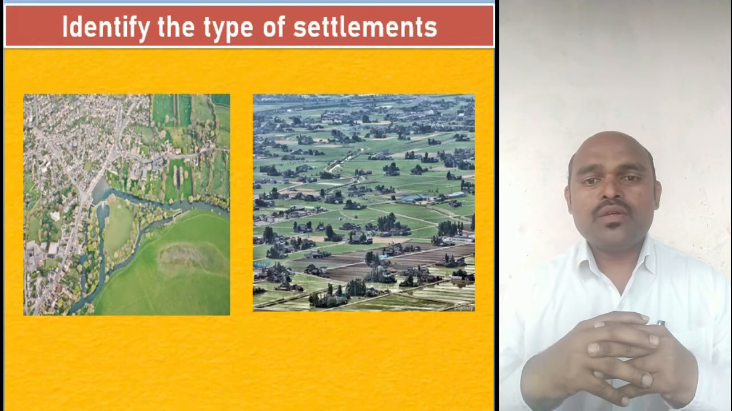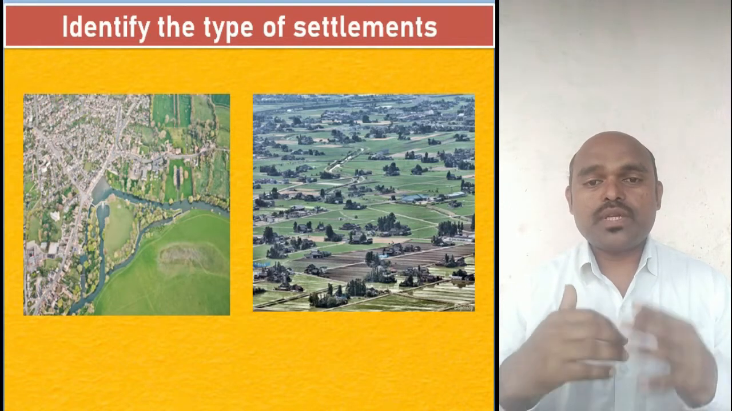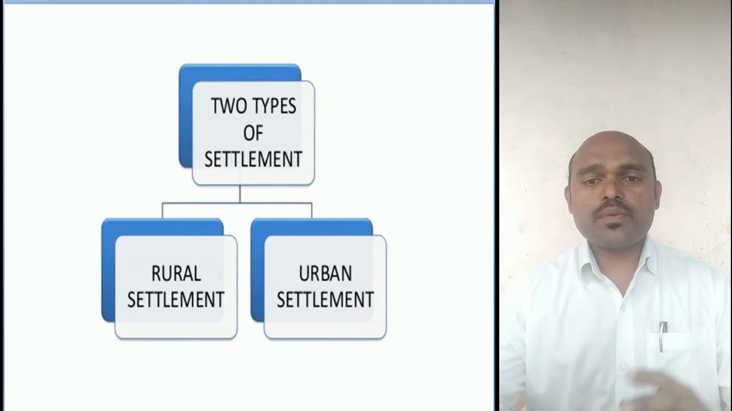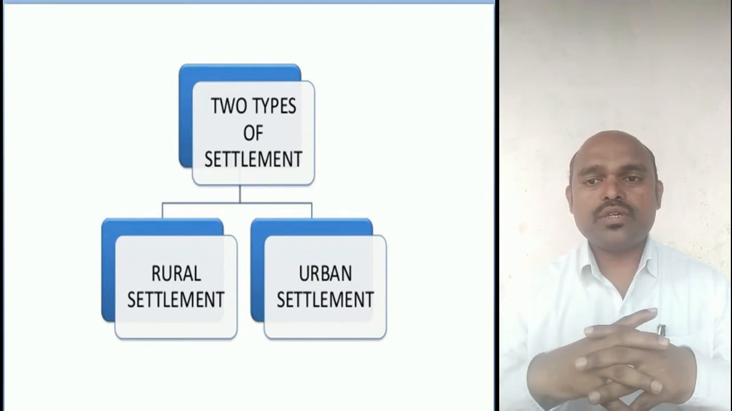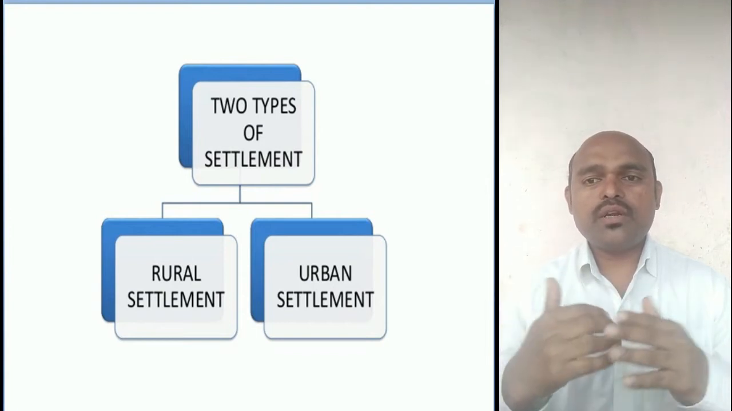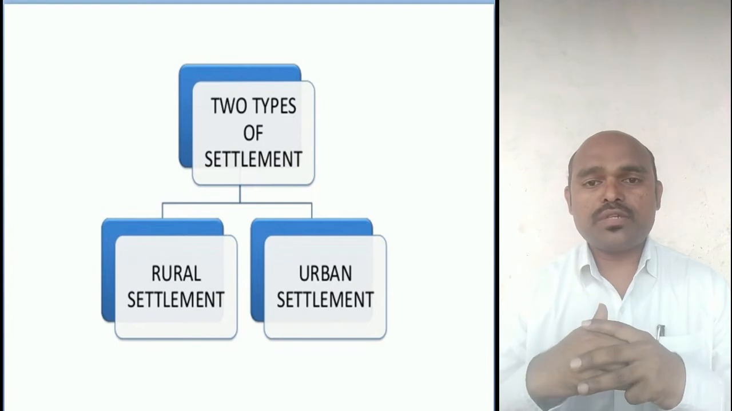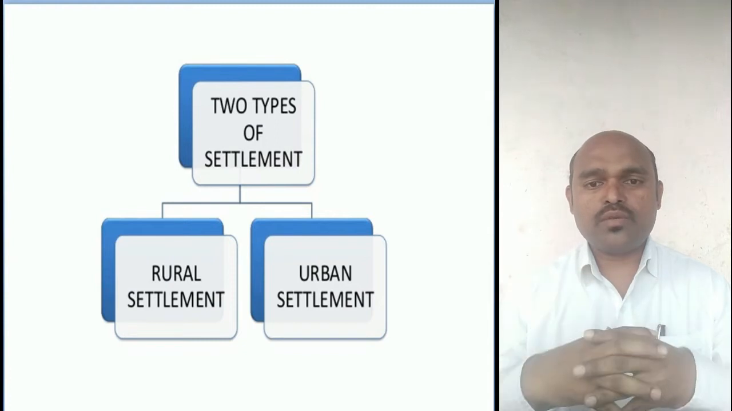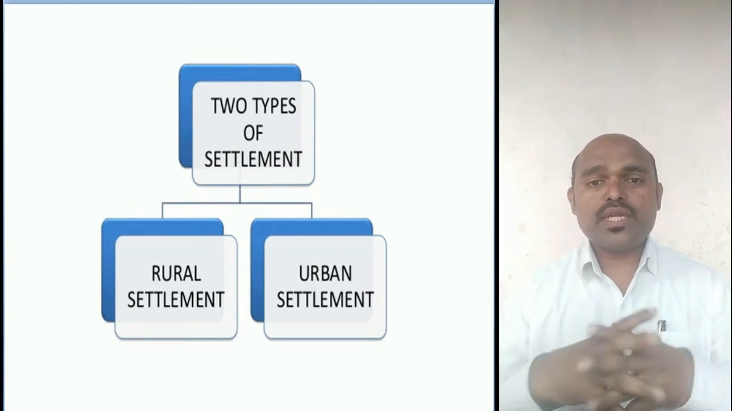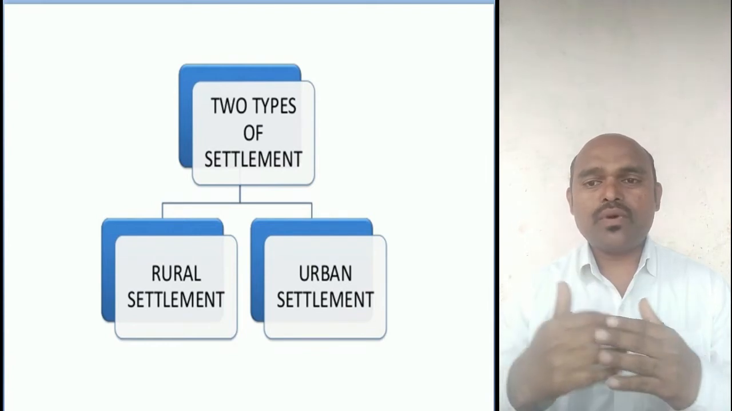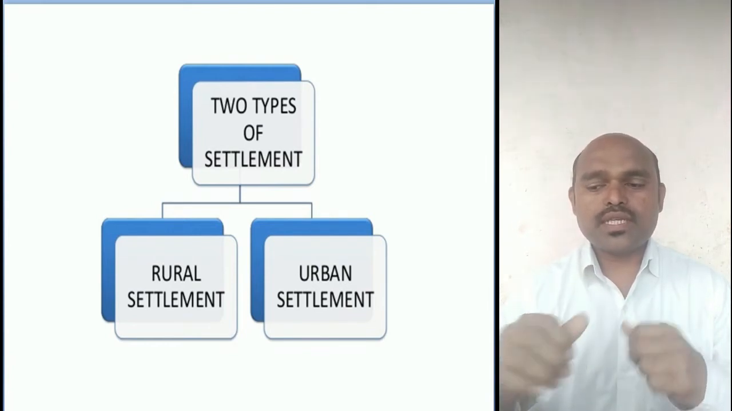Okay, so let us find out the types of settlements. Dear students, basically we have two types of settlements in the world: rural settlement and urban settlement. Now what comes under the rural settlement and the urban settlement? The settlements which we find in the villages are called rural settlements, and the settlements which we find in the town or the cities are called urban settlements. So let us discuss this one by one, the rural settlement and the urban settlement.